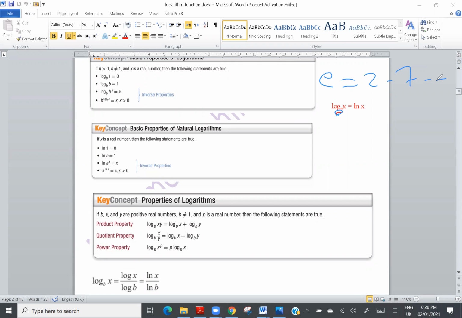So if the base is e, it will not be log, it will be ln. And you can use these rules as well. ln 1 equals 0. ln e equals 1. ln e power x equals x. e power ln x equals x. So once you find ln e, which is 1, 1 power x is x, and so on.